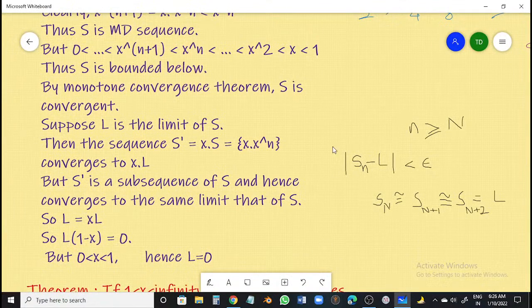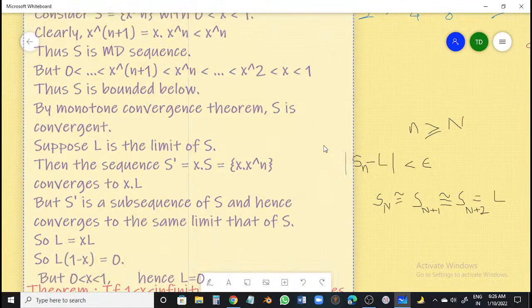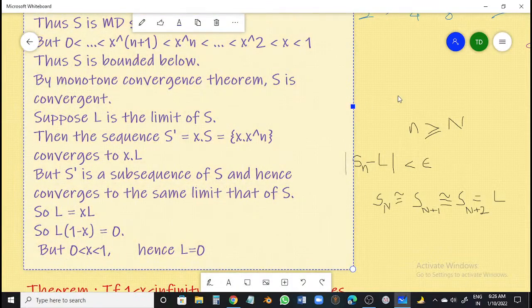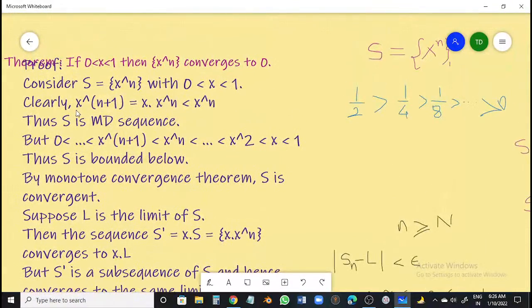So once again we observe that if our x is a positive proper fraction, then the sequence of the nth powers of that x is convergent and converges to 0 and nothing else.